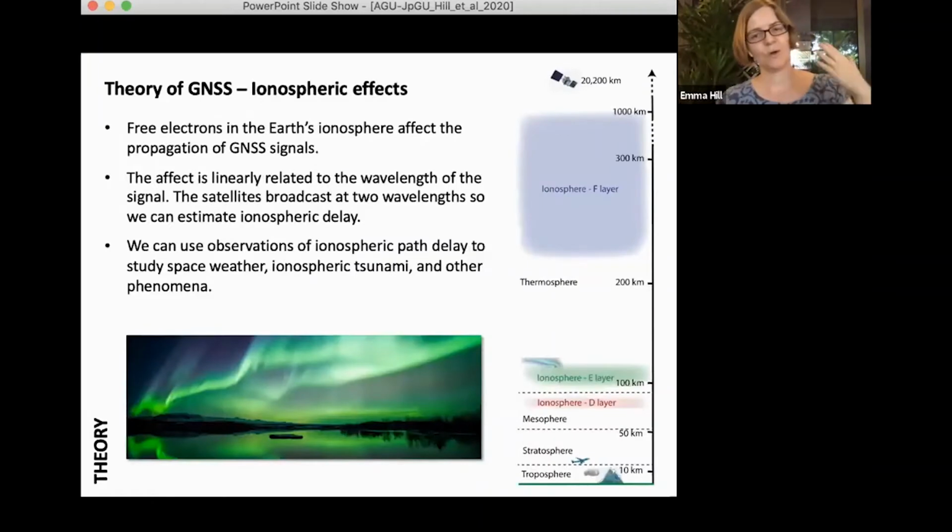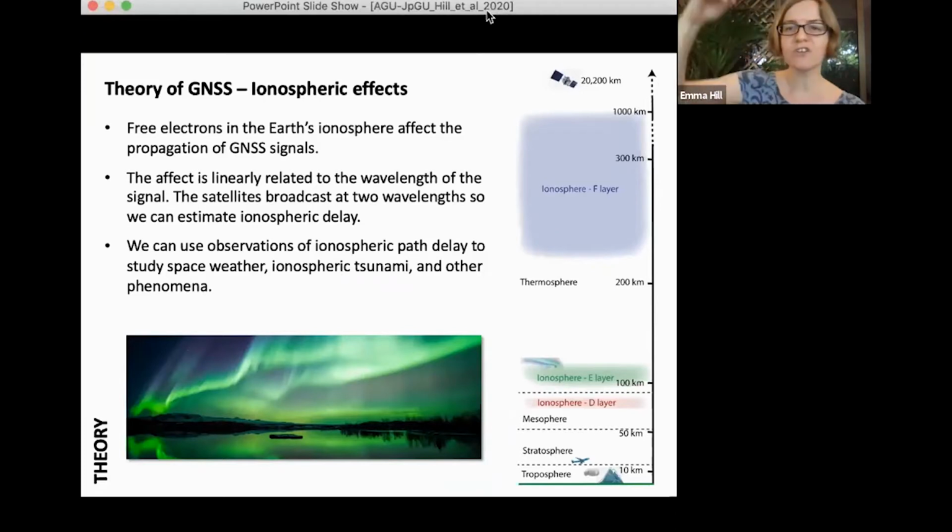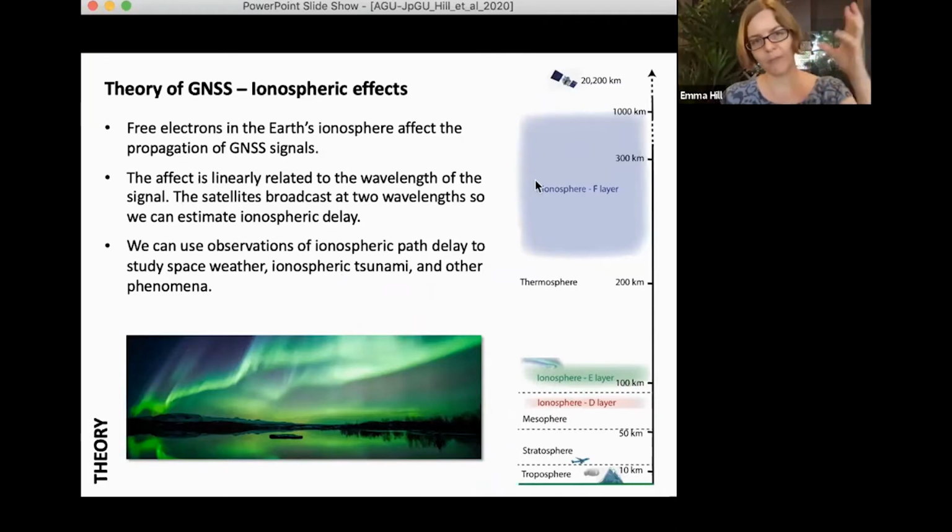As I said, unfortunately, the signal is not just traveling through a vacuum. So we have to think about the effects of the atmosphere. First off, the signal reaches the ionosphere, which is the top upper layers of the atmosphere. And up there are a lot of free electrons that interfere with the signal and slow it down.